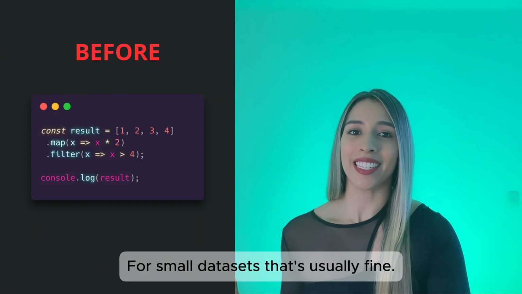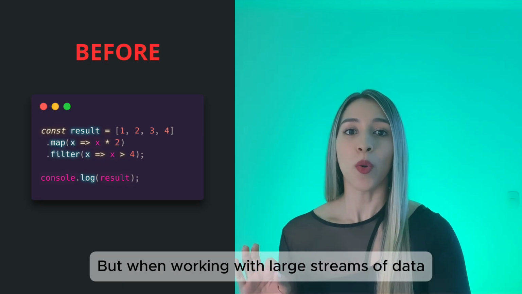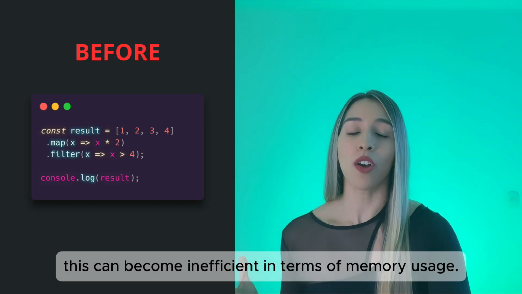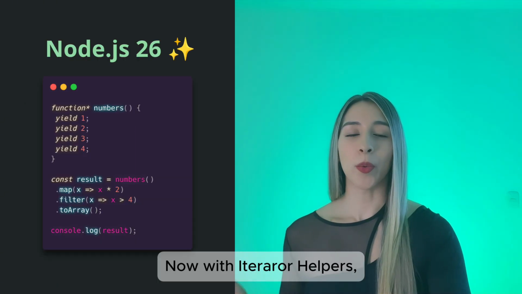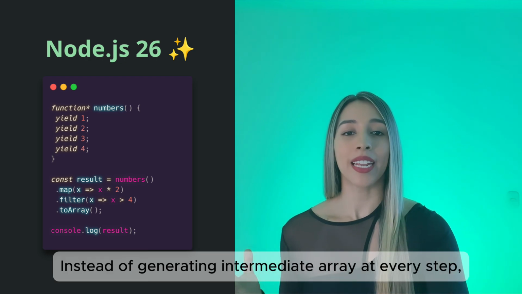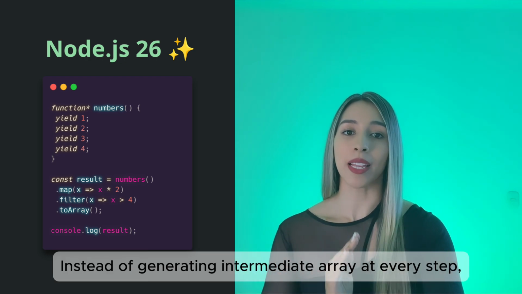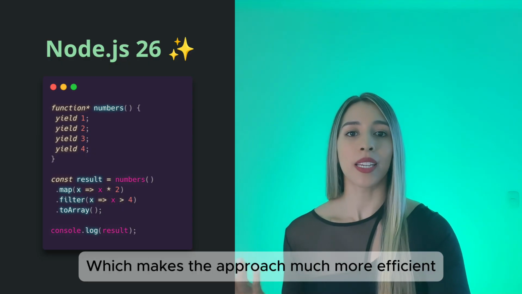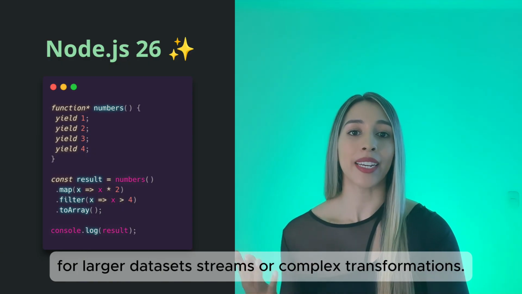For small datasets, that's usually fine, but when working with large streams of data, this can become inefficient in terms of memory usage. Now, with Iterator Helpers, operations are evaluated lazily. Instead of generating an intermediate array at every step, values flow through the pipeline only when needed, which makes the approach much more efficient for larger datasets, streams, or complex transformations.